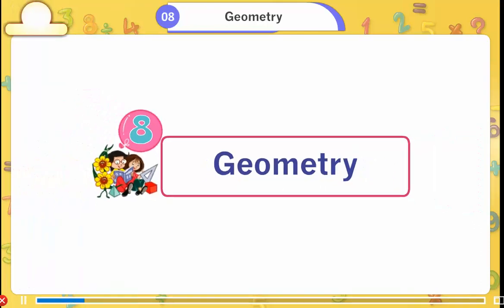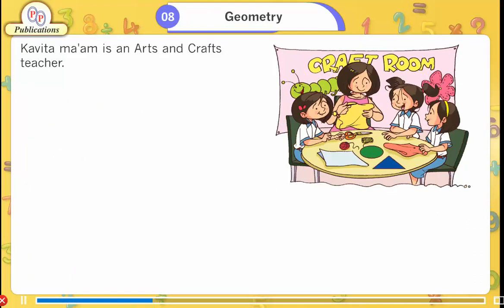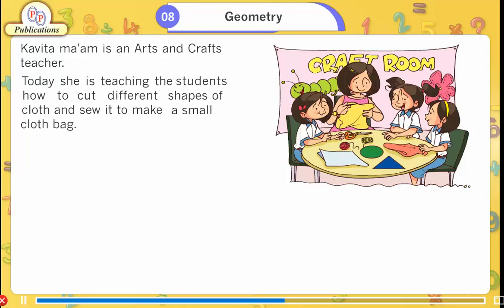Chapter 8 Geometry. Kavita ma'am is an arts and crafts teacher. Today she is teaching the students how to cut different shapes of cloth and sew it to make a small cloth bag.